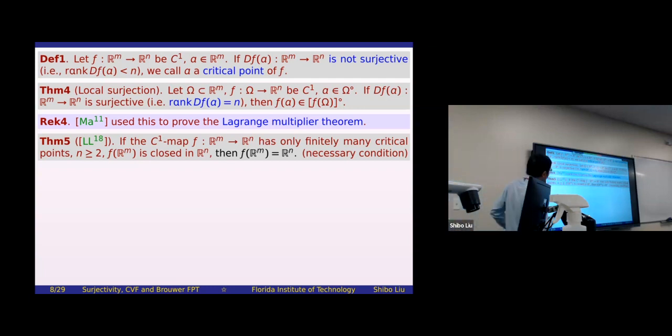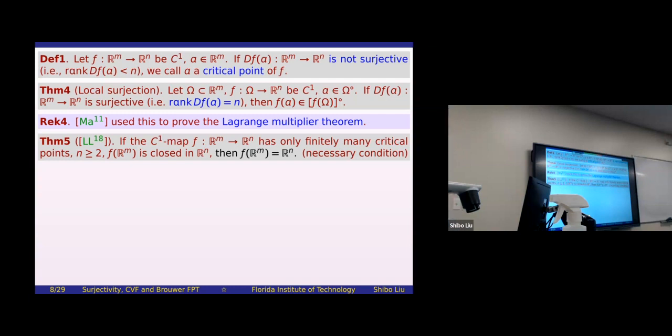Note that this closedness assumption is a necessary condition for this result. Okay, if the range is Rn, it is of course closed. Therefore, only the finitely many critical points count. And of course, we require n to be at least 2. If n is 1, this result is not true. In other words, f must be a vector valued function.